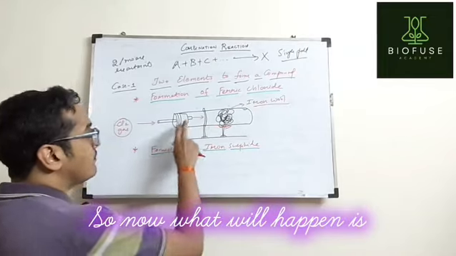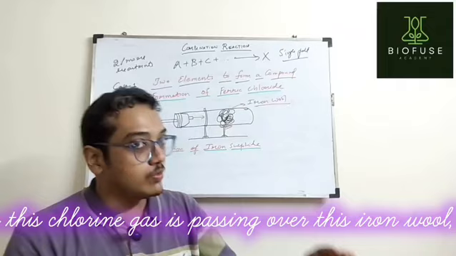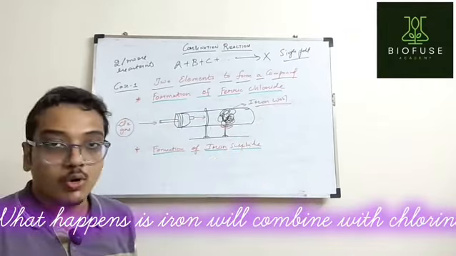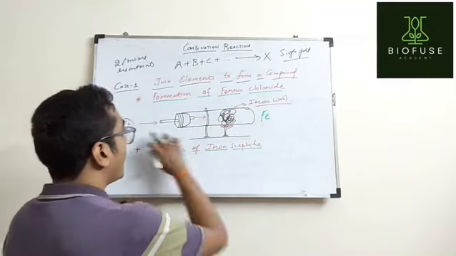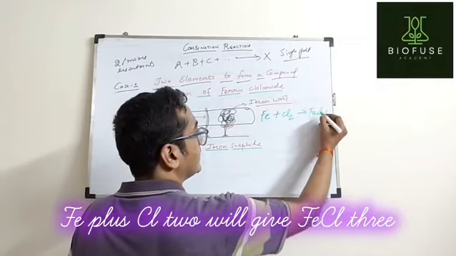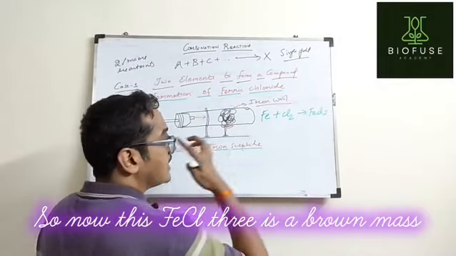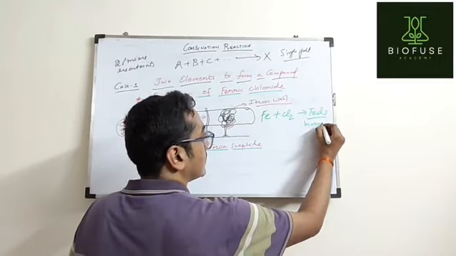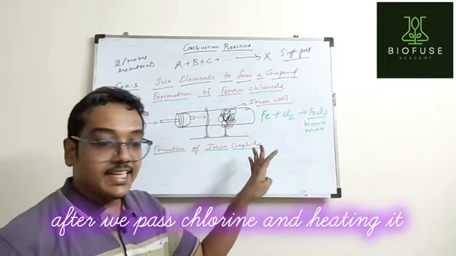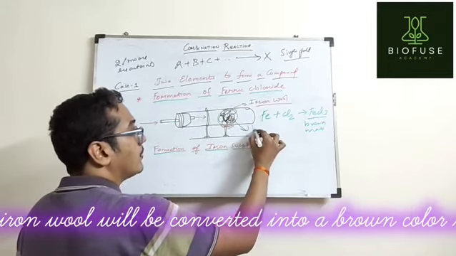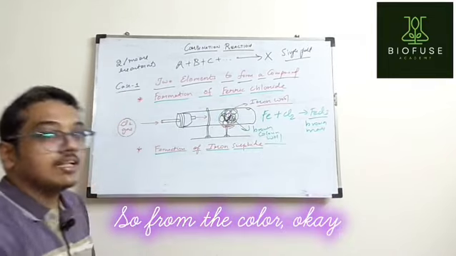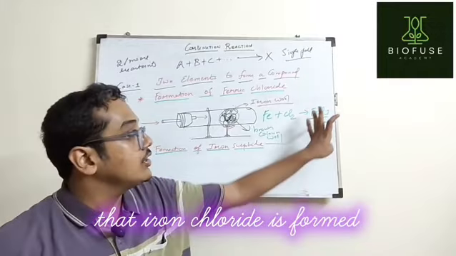So now what will happen is, when this chlorine gas is passing over this iron wool, and also I'm supplying heat, this iron will combine with chlorine. That has iron in it, I am passing chlorine gas. Fe plus Cl2 will give FeCl3. Now this FeCl3 is a brown mass. So this iron wool, after we pass chlorine and heat it, will be converted into a brown color wool. From the brown color, we will get to know that iron chloride is formed.